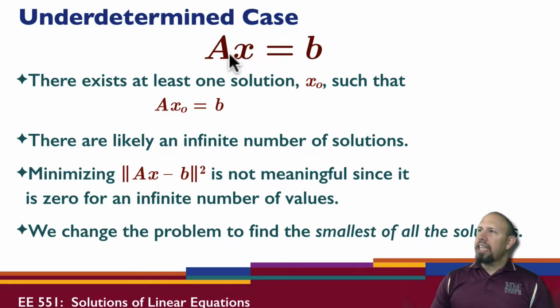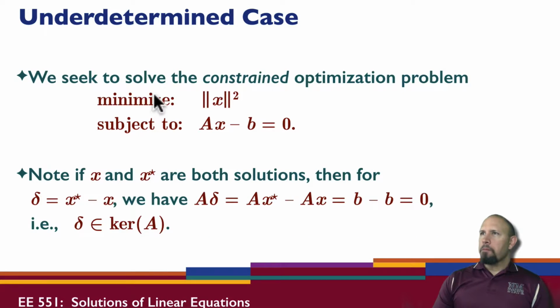And because Ax is equal to b for some x, minimizing the norm of Ax minus b is not meaningful because there's at least one x that will give you 0. Okay? And it's possible that there may be an infinite number that give you 0. So which one do you choose among all those? Instead of using that problem, we change the problem so that we find the smallest of all the solutions. So we change it to this problem.